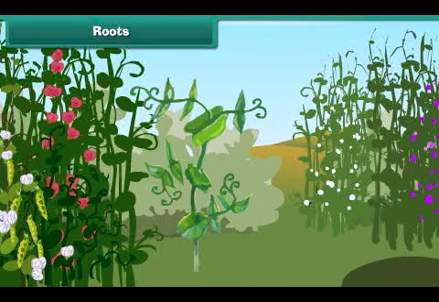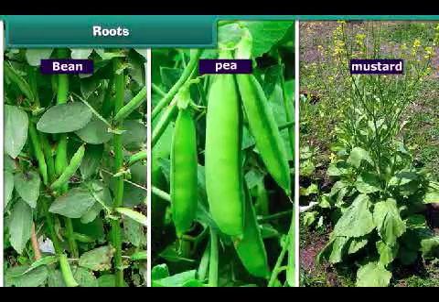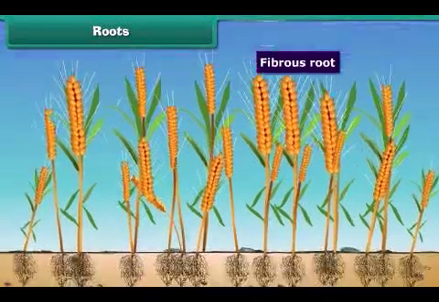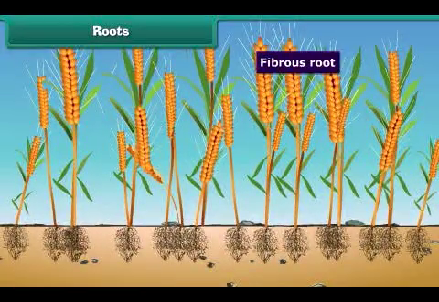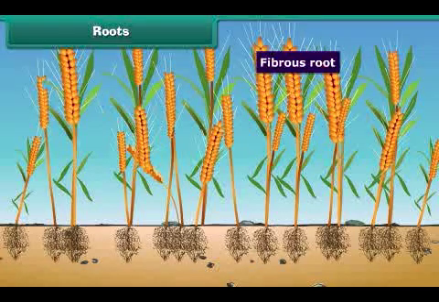Tap roots are generally found in bean, pea and mustard plants. But in a fibrous root, a number of almost equal-sized roots are attached to the end of the stem. That is, there is no main root like tap root. This kind of roots is present in grass and wheat.